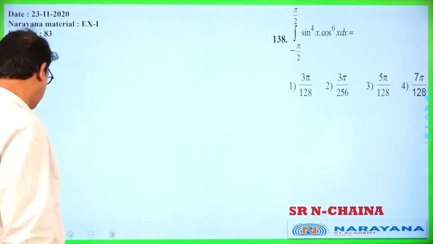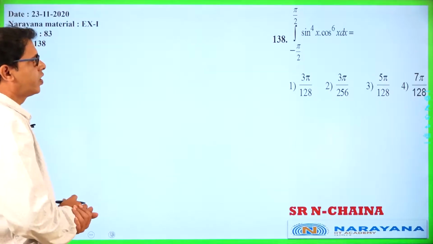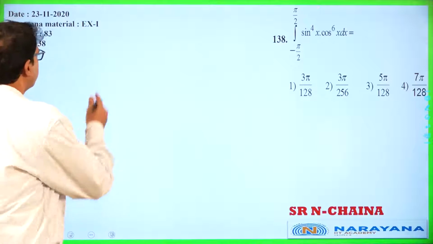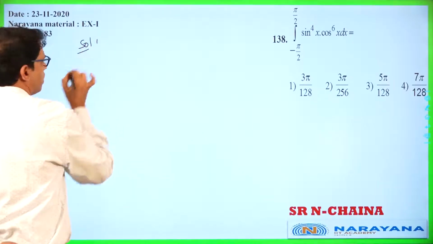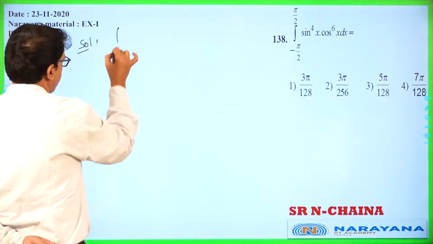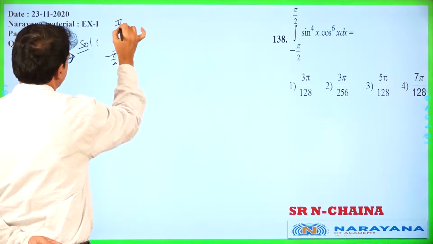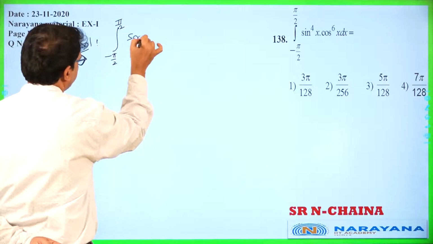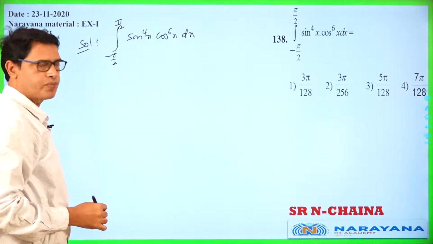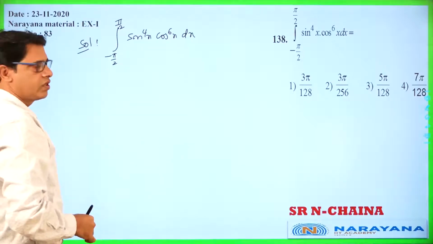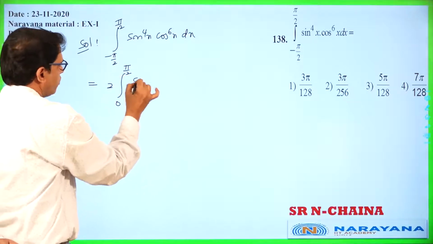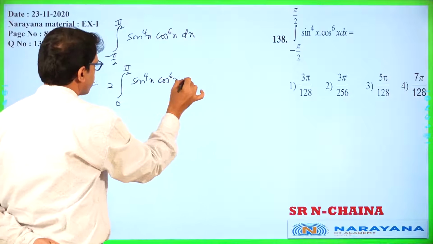Same one. See, here minus pi by 2 to pi by 2, sine to the power 4 into cos to the power 6. Again, the function is an even function. So you can write this as twice the integral from 0 to pi by 2 of sine to the power 4 into cos to the power 6 dx.